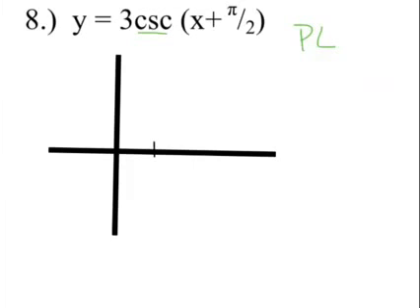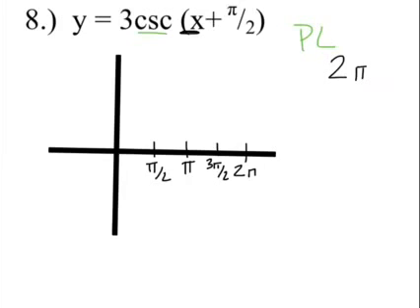We can put our 4 hash marks, but we need to know what to label them. We always start off with a period length of 2 pi. There's nothing in front of my x, so this one's 2 pi, pi over 2, and 3 pi over 2.